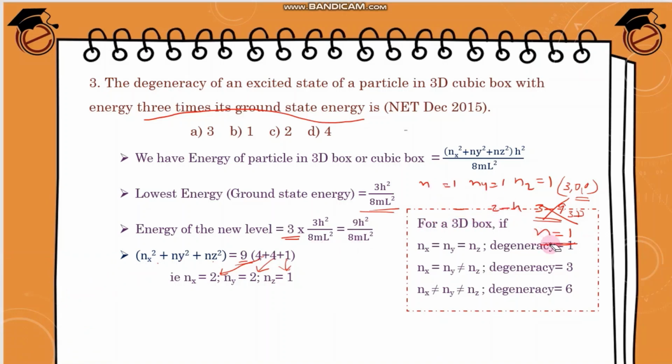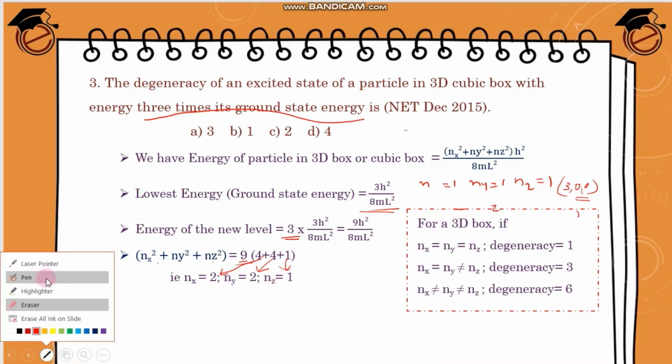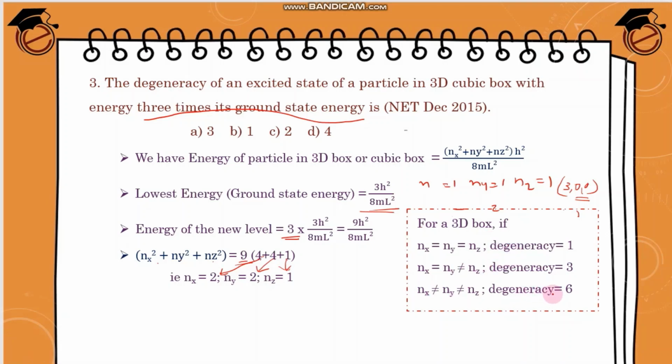if all values are the same, degeneracy will be 1. If any two of the values are the same, degeneracy will be 3. If all values are different, degeneracy will be 6. Here you can see nx equal to ny and not equal to nz. So degeneracy will be 3. Right. So our answer will be option A, 3. This is a very simple question, and you will get 2 marks from this question.